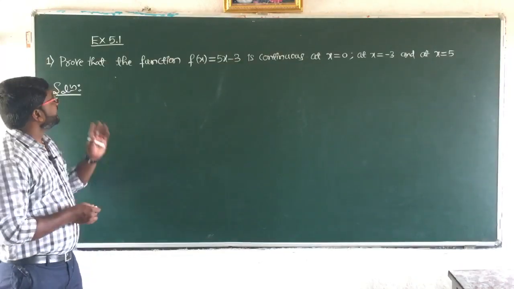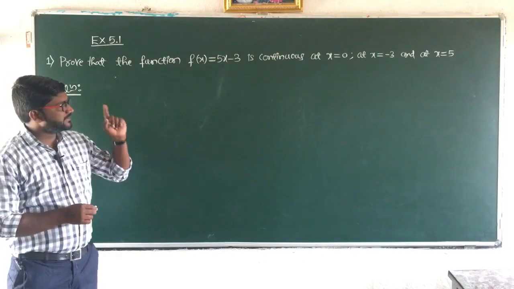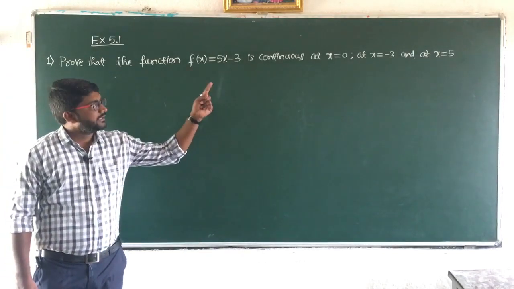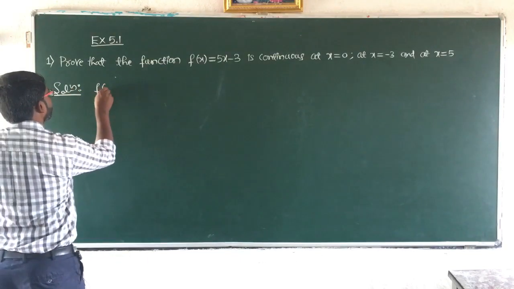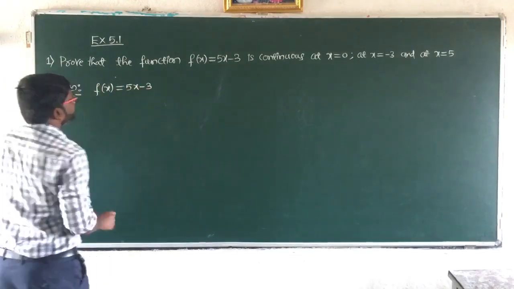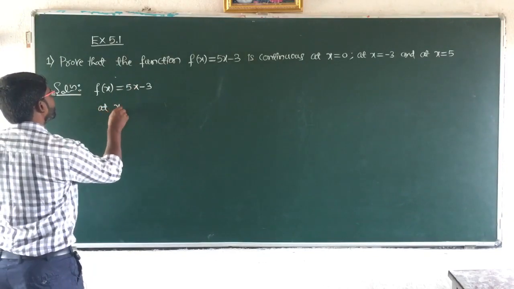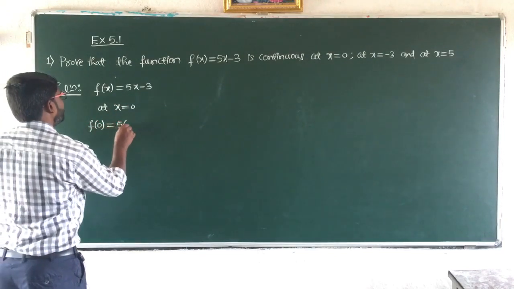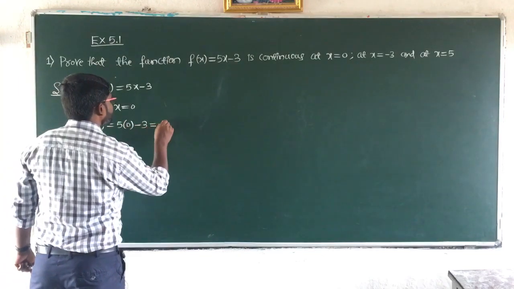Well, let us start with exercise 5.1. In that, the first question: prove that the function f of x equals 5x minus 3 is continuous at x equal to 0, at x equal to minus 3 and at x equal to 5. So, write the given function f of x equal to 5x minus 3. Now I will go for the first one, at x equal to 0. Let us find the value of the function, f of 0, 5 into 0 minus 3. So this is equal to minus 3.